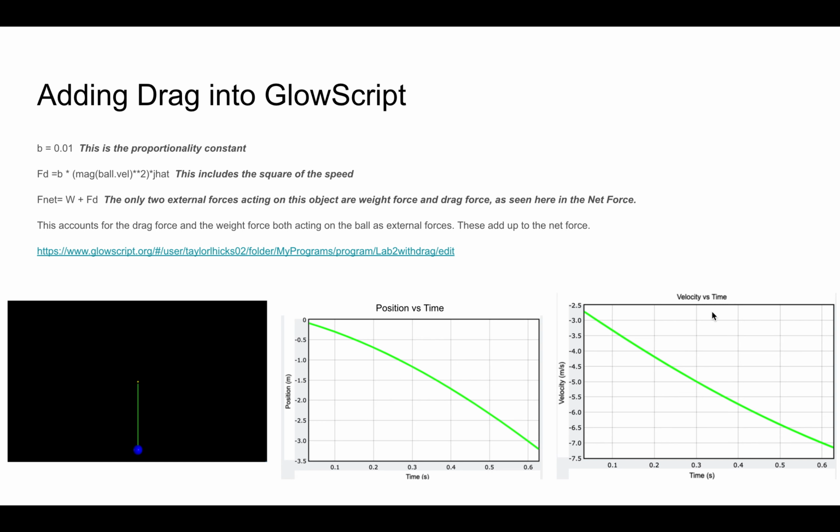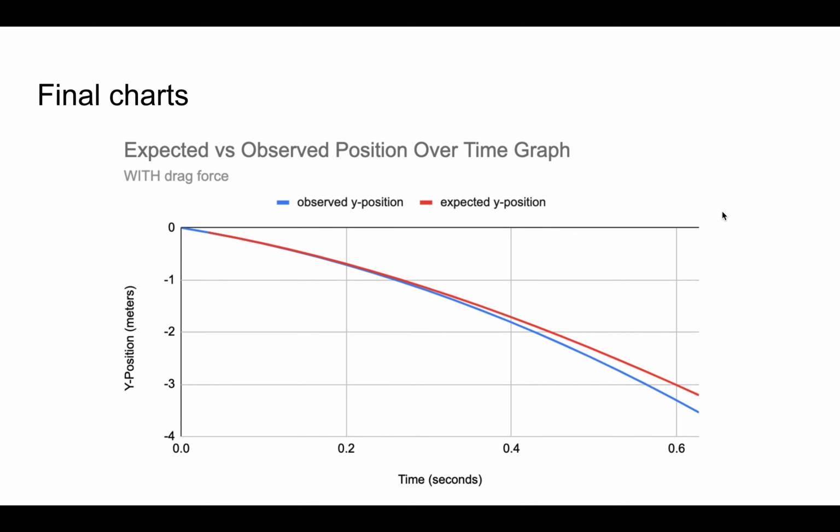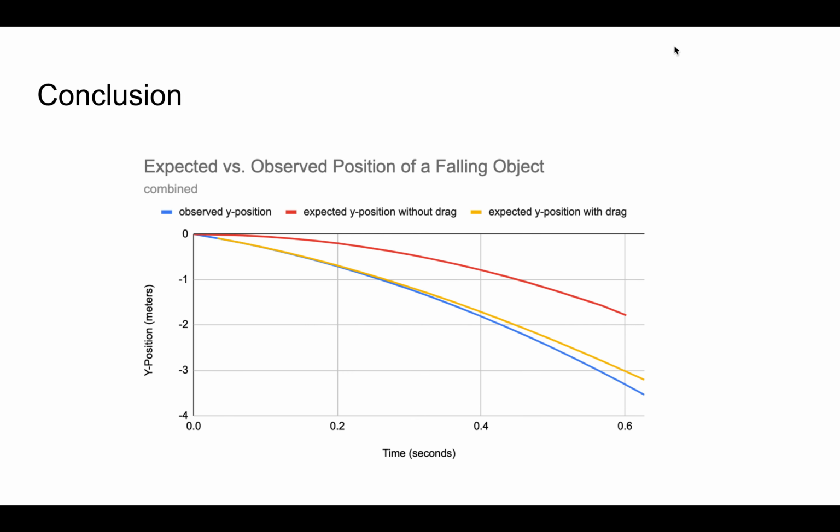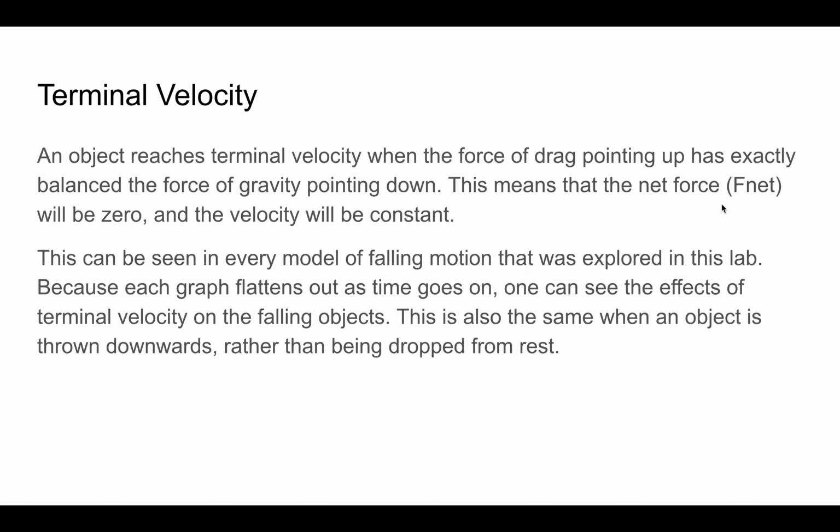You can see the position versus time and the velocity versus time graph for this code here. And then the final charts: the expected versus observed position over time graph with the drag force. You can see it's a very accurate depiction of this motion. And of all three, without the drag force, with drag force, and the observed motion, the one with drag force is a much better depiction of what's happening here.